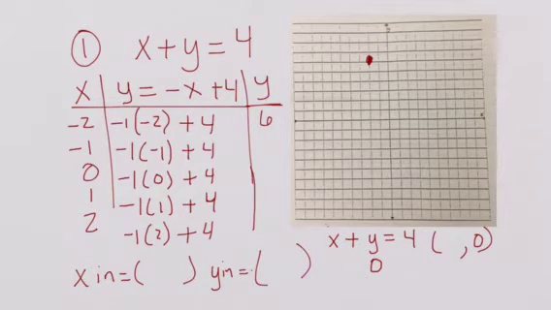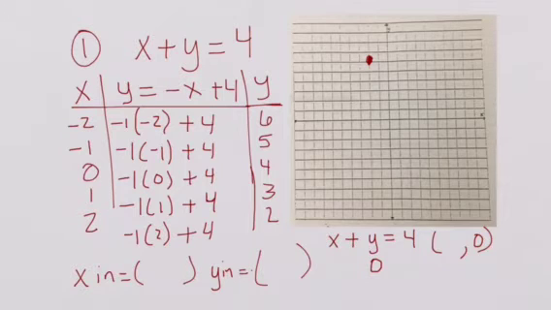Negative 1 times negative 1 is 1, plus 4 is 5. Negative 1 times 0 is 0, plus 4 is 4. Negative 1 times 1 is negative 1, plus 4 is 3. And negative 1 times 2 is negative 2, plus 4 is 2.